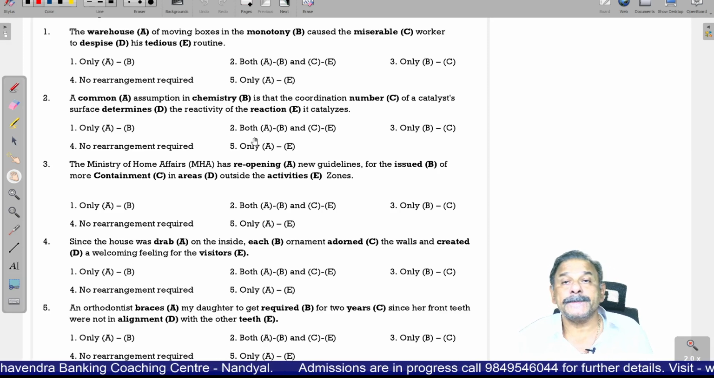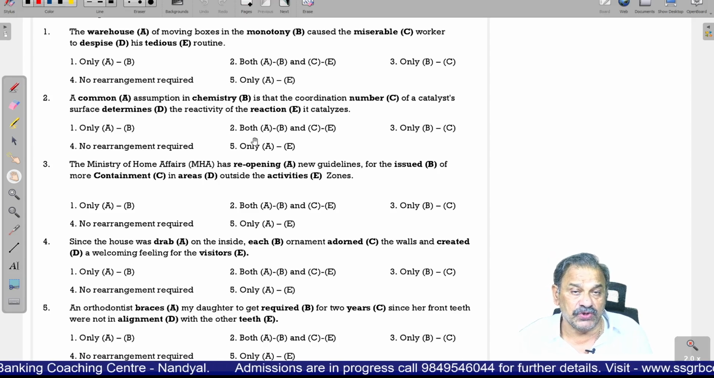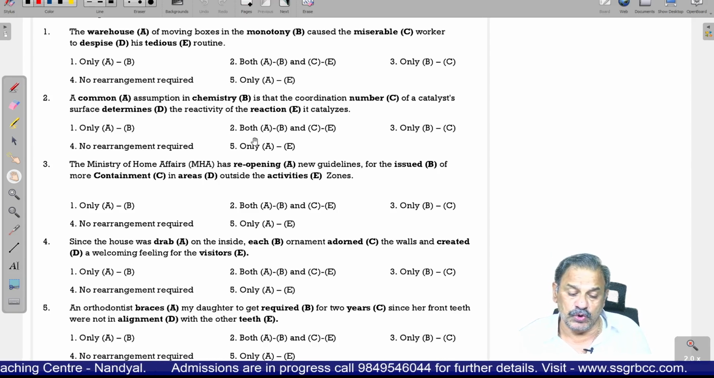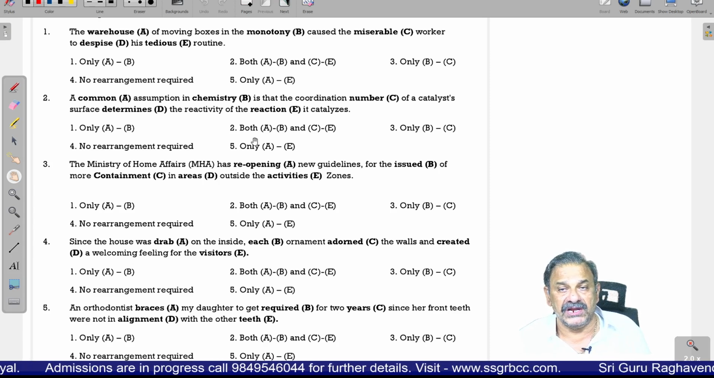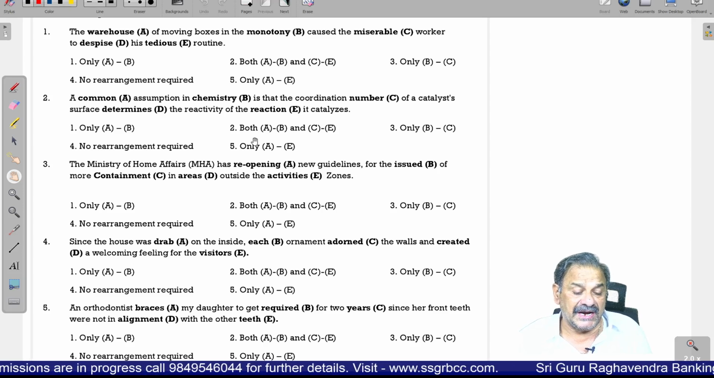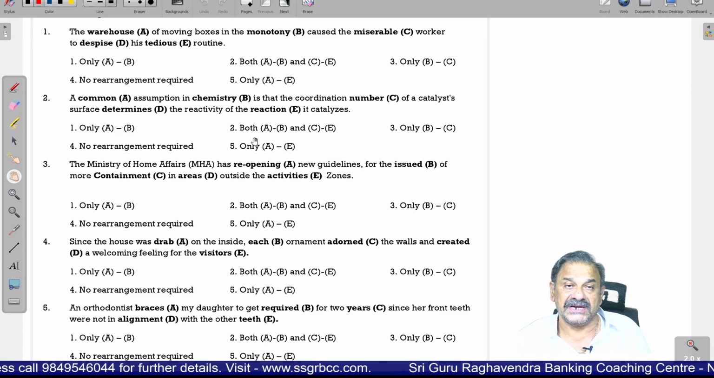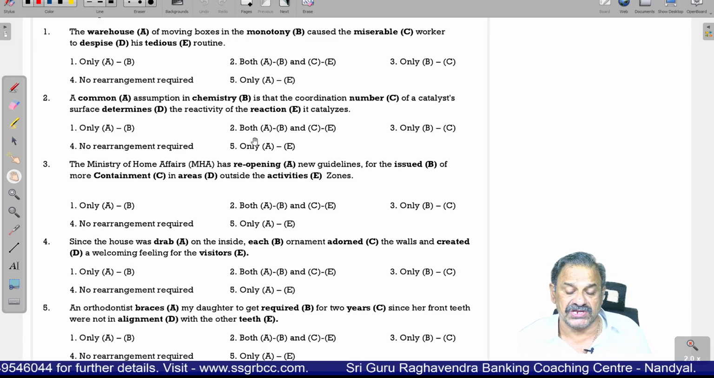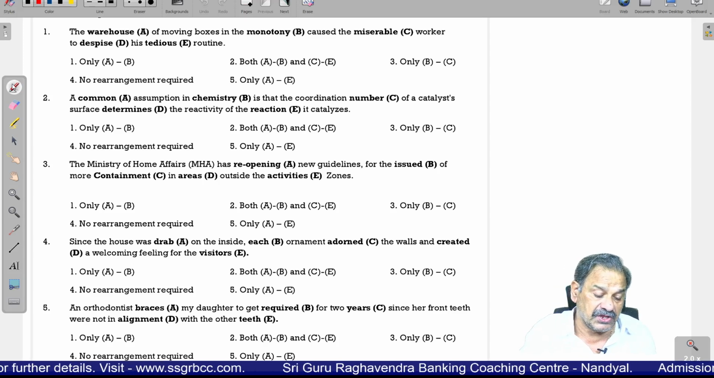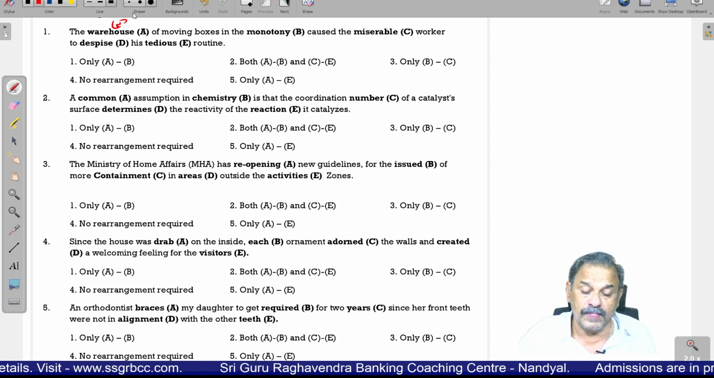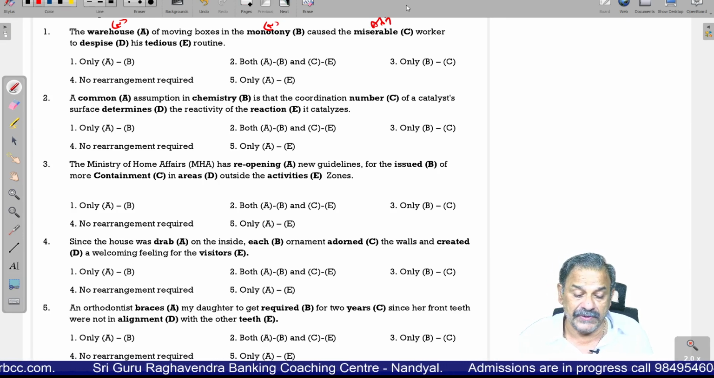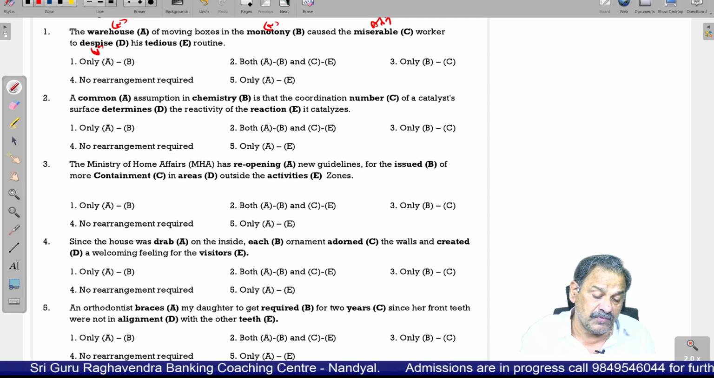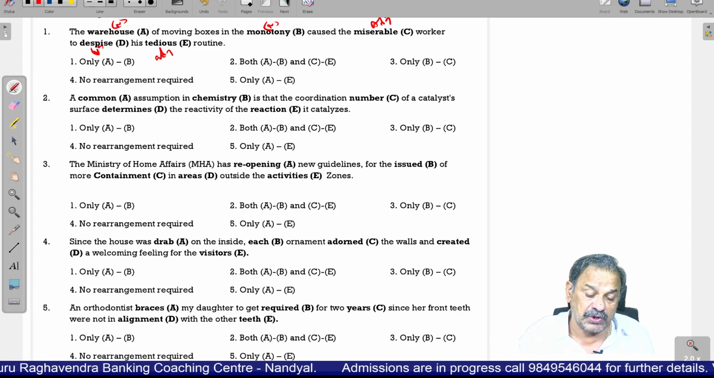What is the article? After article, what you have to use? Noun. Warehouse is noun. Monotony ended with y is treated as noun. Miserable ended with able is treated as adjective. And despised, it is verb. Then tedious, adjective. Any word ended with ous is treated as adjective. Here warehouse is noun, monotony is noun, miserable is adjective, then despise is verb, V1, tedious is adjective.